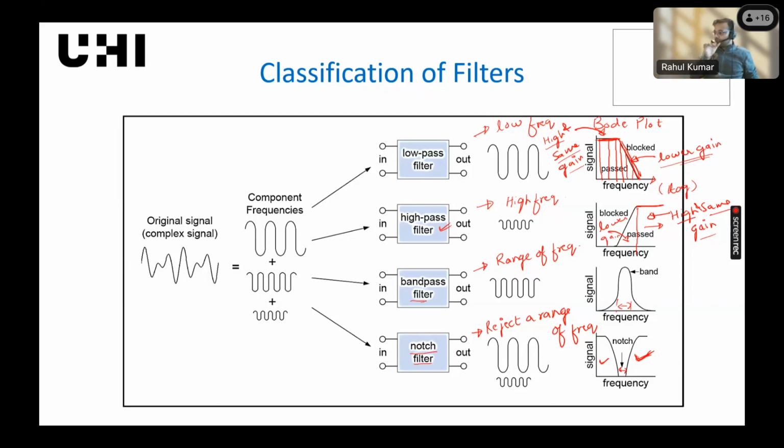Now, in case of band pass, it blocks both the lower and higher frequency, and it allows only a certain band in the middle to pass. In the figure, we have a narrow band filter, but we can also have much wider band. Okay, so you can have maybe something like this, a wider band.